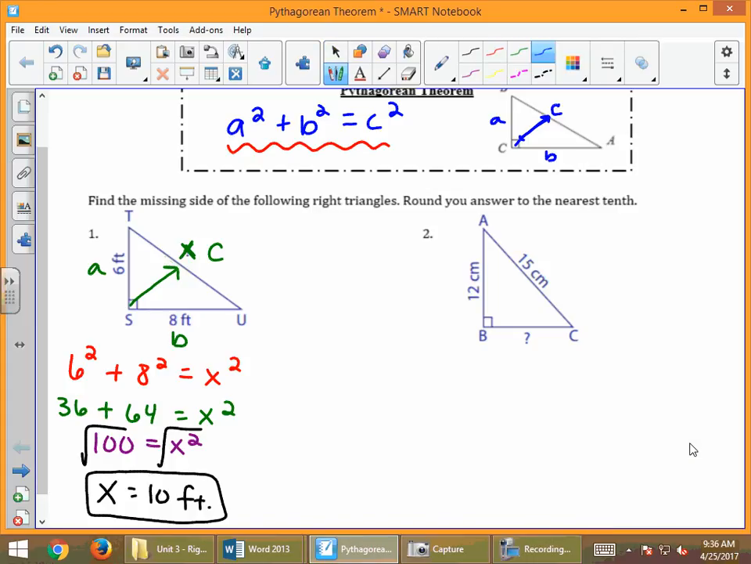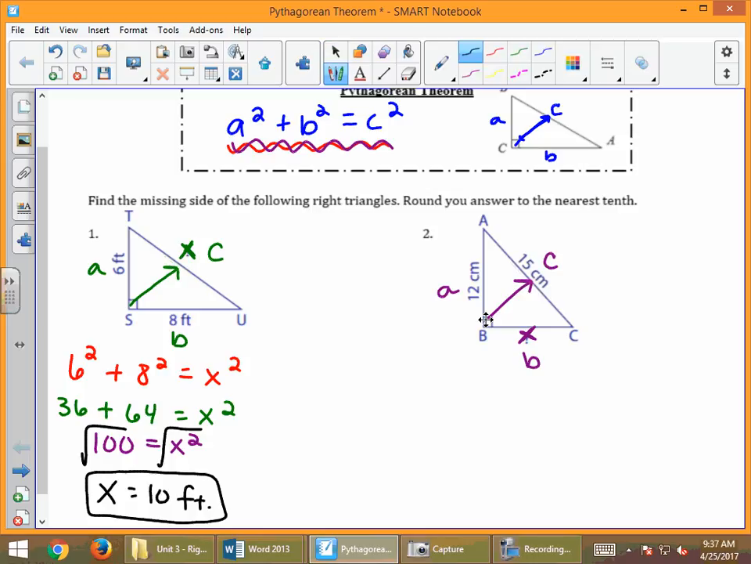Okay. So with number 2, label your A, your B, and your C. And always start at your 90 and go directly across. Again, it does not matter which one's your A and which one's your B. You just always have to make sure your hypotenuse is the C. I'm going to put an X over that question mark because that's the side we're trying to find. And then plug those values into the correct spot in the formula, which is written right above here.